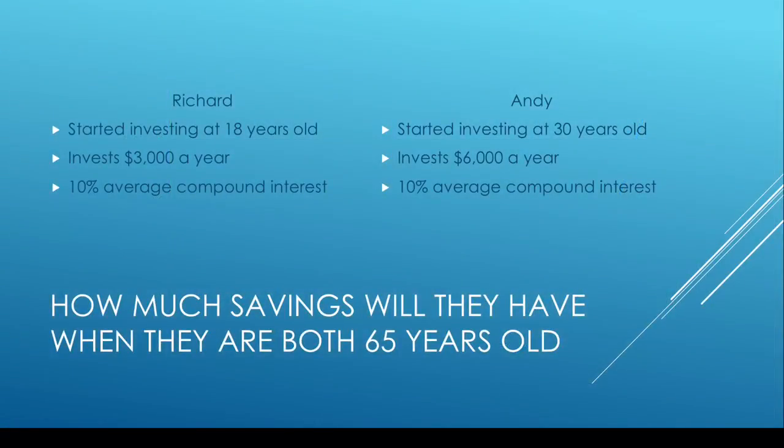To give you a better example of compound interest, we have two examples right here of Richard and Andy. Richard started investing at 18 years old, invests $3,000 a year, and an average compound interest of 10% a year. Andy, on the other hand, started investing at 30 years old, invests twice the amount of Richard, at the same amount of compound interest at 10% a year. How much do you think they'll both save when they're 65 years old?